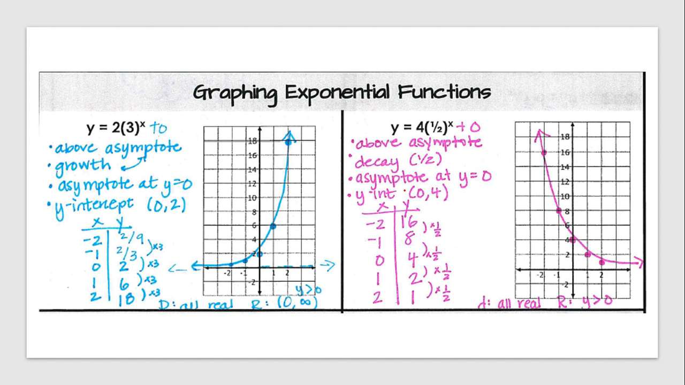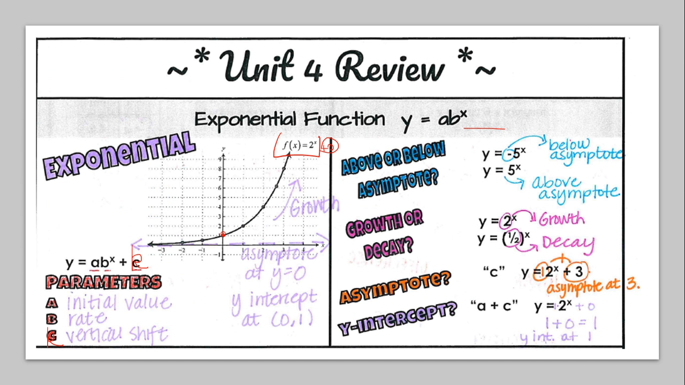Some little keys to remember about our characteristics. We know that we're going to graph above or below the asymptote. If you have a negative out front, you're going to have something that would be below the asymptote like this, whereas we had a positive, so it's above the asymptote. If you have a number that is greater than 1 as your base value, that rate, that's going to be growth. If your number is a fraction between 0 and 1, that's going to be an example of decay. Okay, that's when we're falling.